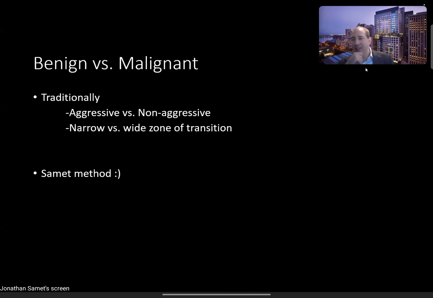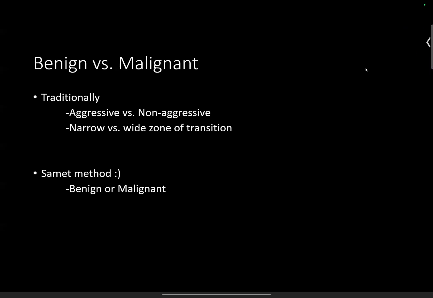then you have the term narrow versus wide zone of transition. Again, a term that I always found a little confusing. What does that mean, narrow? I think of a narrow channel. Doesn't really make sense to me. So the salmon method that I've kind of used, and I'm joking a little bit, is to try to look at a lesion and develop a sixth sense, develop a sense of, is this a benign or malignant process?